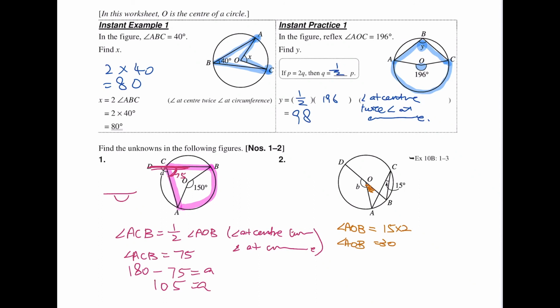How about B? You see it again, it is a straight line, right? If that is a straight line, then the angle is 180. So B is 180 minus 30, and the reason is adjacent angles on a straight line. We should be able to get 150. So that's all for this property, and then we will move to the next part very soon.